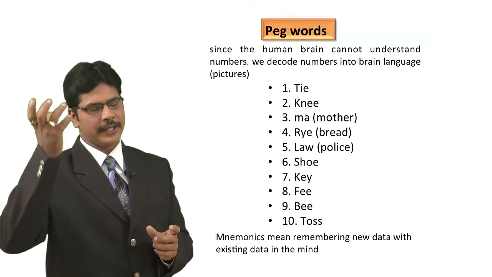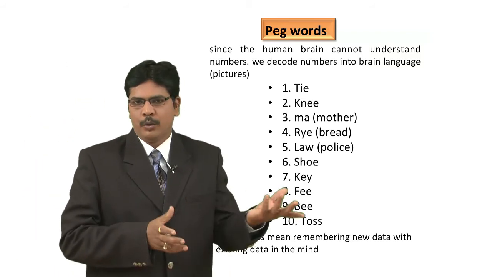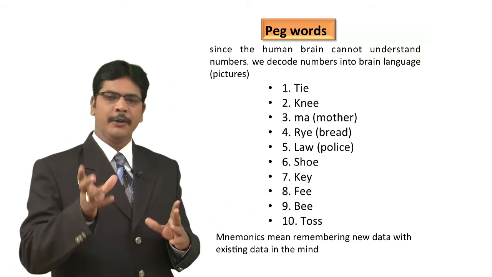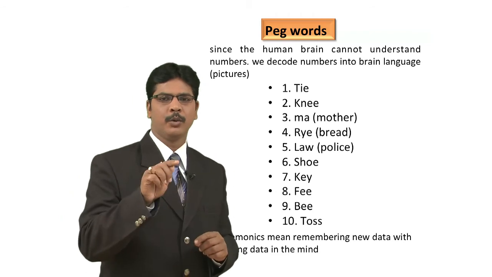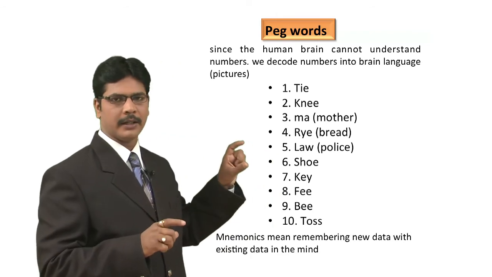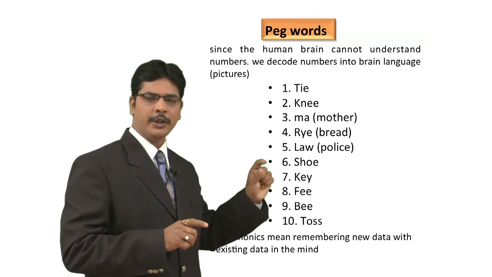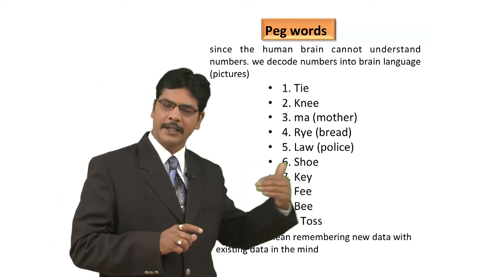So knee is a picture, you can easily visualize a knee. But 2 is nothing to your mind. But knee, you can easily form a picture, okay? So for number 2, we have taken a word like knee. When you decode knee into number, you get the same corresponding number, see? You can get 2 back.